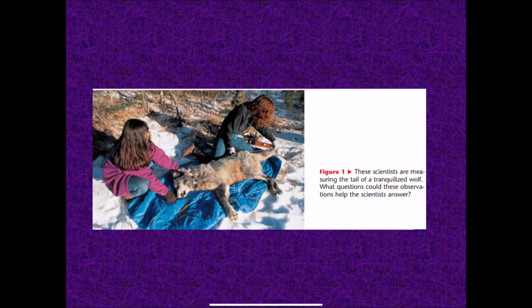It says the scientists are measuring the tail of a tranquilized wolf. What question would these observations help the scientists answer? So what are some of the things the scientists could be looking at by measuring the tail? Maybe the tail tells them something about the age of the animal, or maybe how healthy it is, maybe even the social status of the animal. So there's a lot of questions that scientists might be asking, and it might start out with some kind of observation like this, or it could be that they already came up with a hypothesis about a relationship between something they're looking at and the size of the tail, and they're actually making these measurements to prove or disprove their hypothesis.